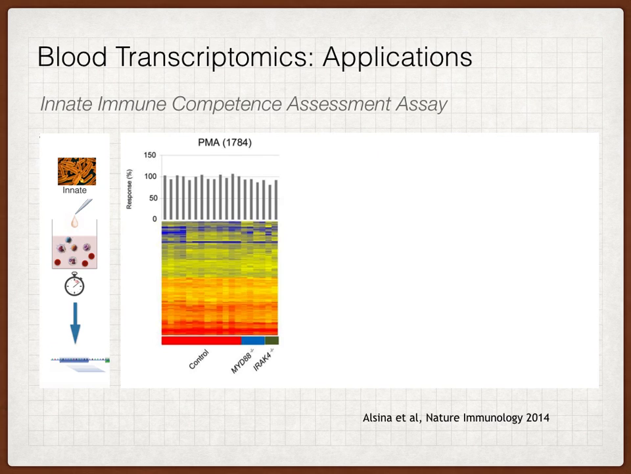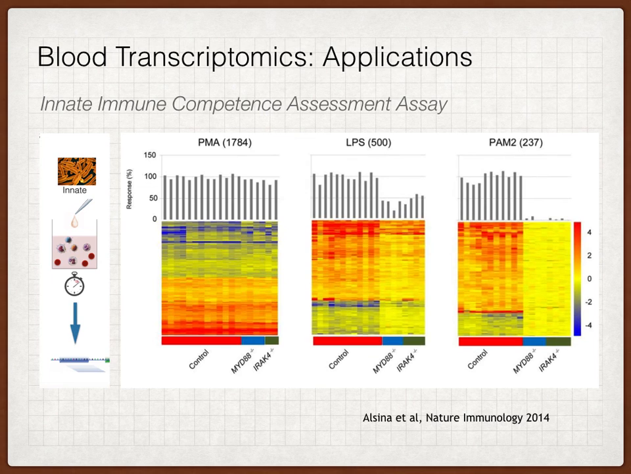When blood of these patients was cultured with a broad stimulator such as PMA, similar transcriptional responses were seen in patients and controls. But when using pathogen-derived molecules, the defect in the ability of the blood leukocytes of those patients to respond became obvious. This was the case for the 500 genes induced by LPS in controls, and especially for the 237 genes induced by PAM2, which showed virtually no sign of changes in RNA abundance in patients.